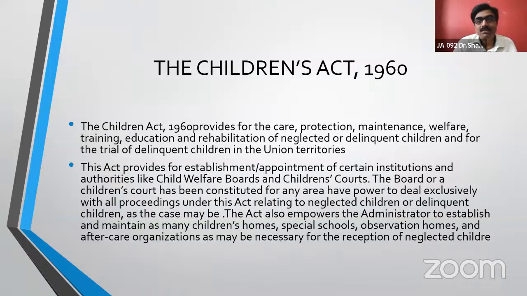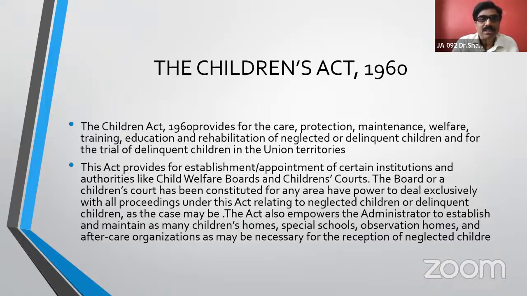So what is the Children Act? What does it tell about? What is the procedure? What are the aspects it will highlight in this one? The Children Act 1960 provides for the care, protection, maintenance, welfare, training, education, and rehabilitation of neglected delinquent children. Delinquent means here those who are involved in crime, maybe robbery, theft, or any kind of crime. That is called delinquent children.